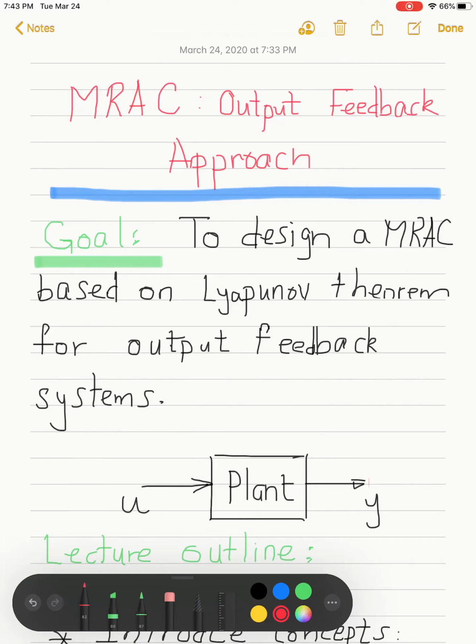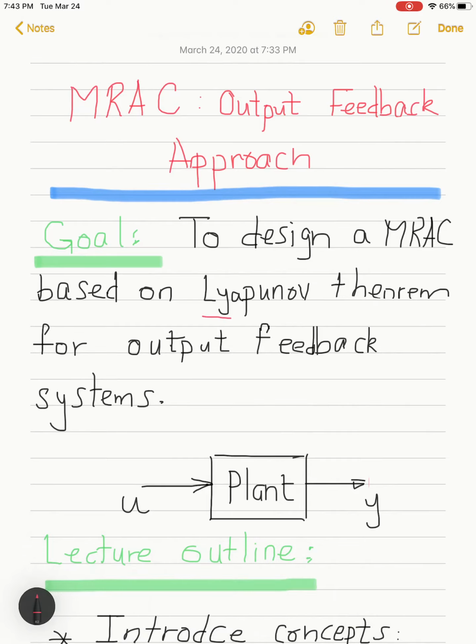Okay, welcome everyone. We'll continue our lecture on model reference adaptive control. In this lecture, we are going to design an output feedback controller. Of course, we are still using Lyapunov theorem for our design.